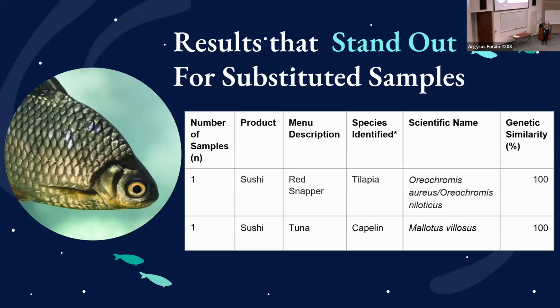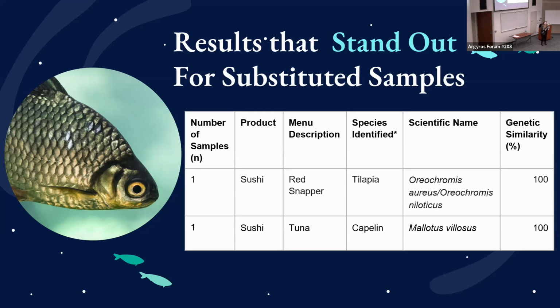Then we have the two standout ones that I think were substituted. First there's red snapper for tilapia. Many studies have shown this. A study that I read found that all 9 samples they tested were substituted for red snapper. Red snapper is about twice the price of tilapia, so again, consumers are paying for what they're not getting. And red snapper actually has a lot more mercury in it than tilapia does.